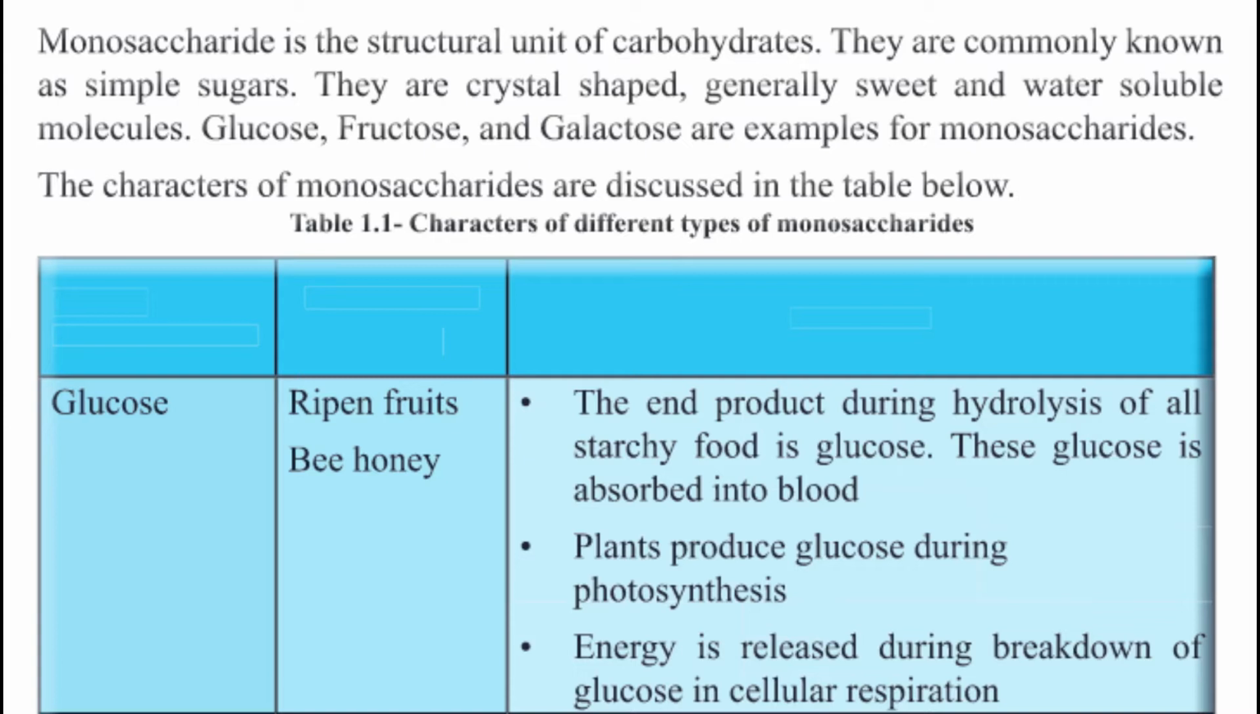Glucose: ripened fruits, bee honey. The end product during hydrolysis of all starchy food is glucose. This glucose is absorbed into blood. Plants produce glucose during photosynthesis. Energy is released during breakdown of glucose in cellular respiration.